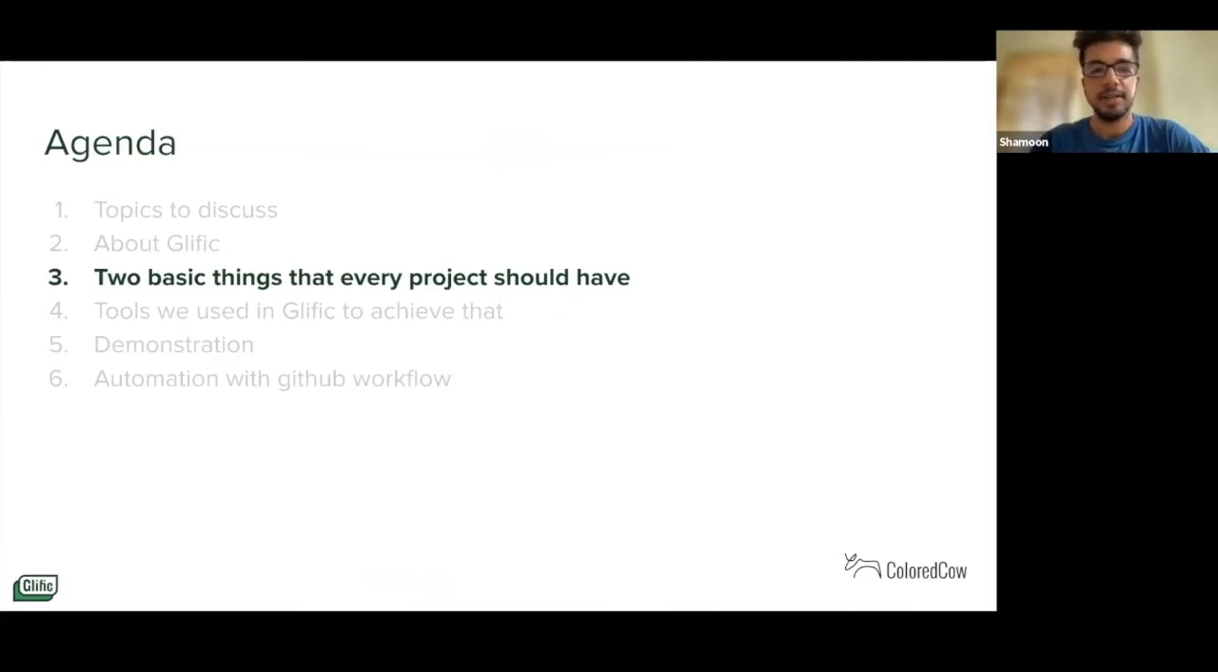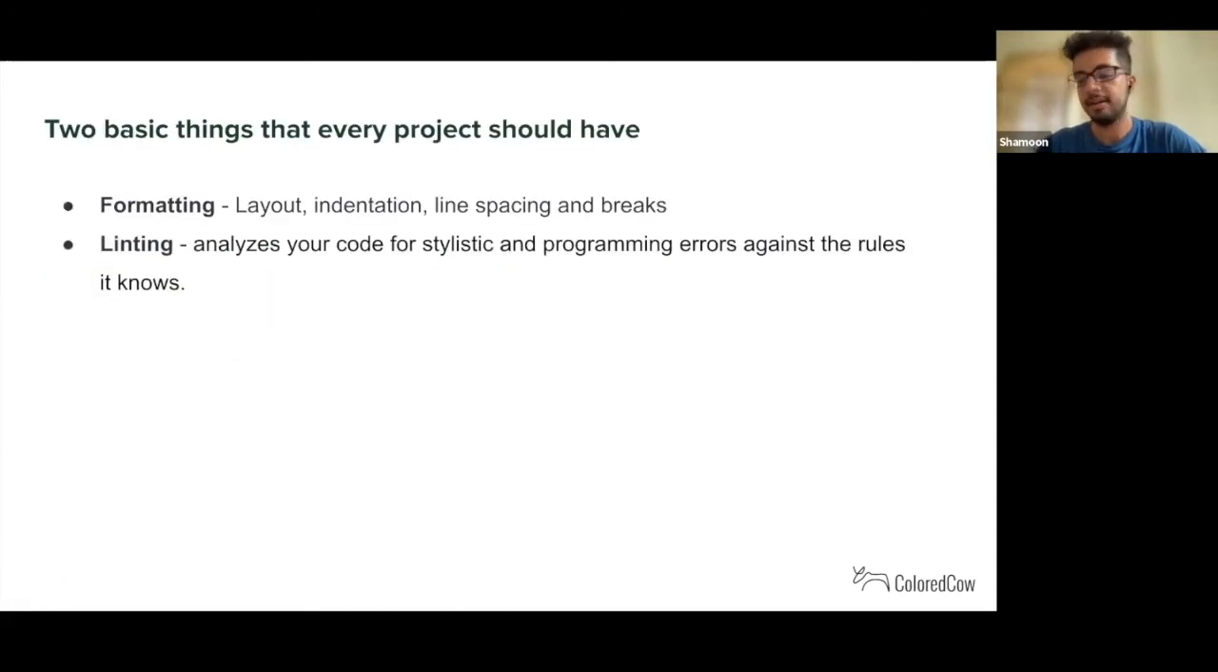I'll start with the two basic things that every project should have. For me, the first is formatting: how we lay out our code, how we indent, the line spaces and breaking. When multiple people work on a single project, they each have their own style of writing. Some use a tab width of four, some use two. So we should have a common formatting specification across the whole project.